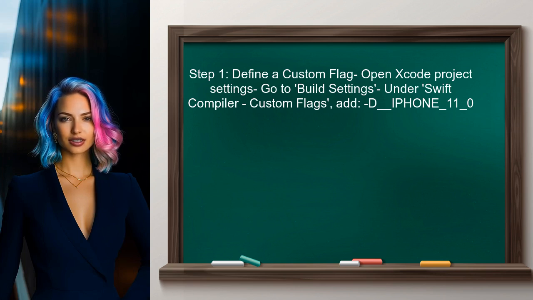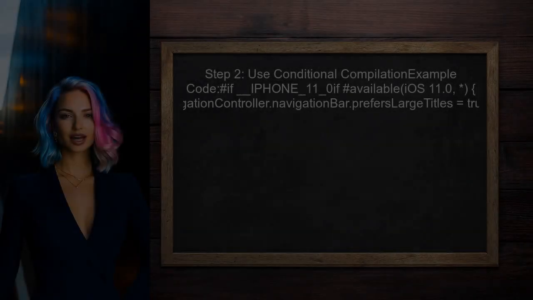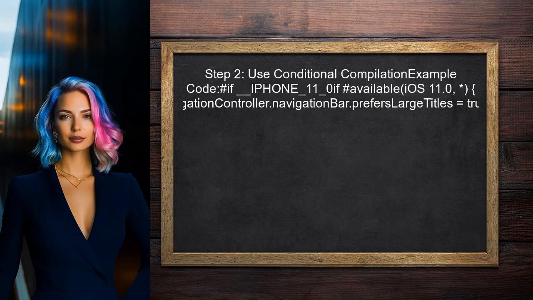First, they should define a custom flag in their project settings for the iOS version they want to support. Next, the user can use the defined flag to conditionally compile code. This is done by wrapping the code in an if statement that checks for the availability of the iOS version.